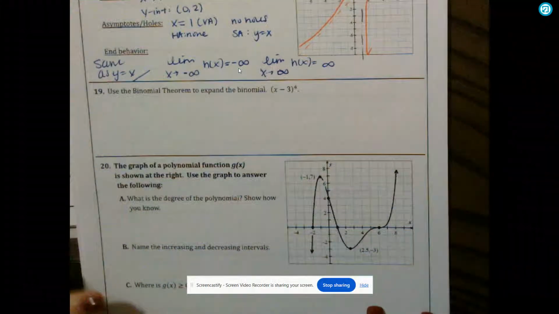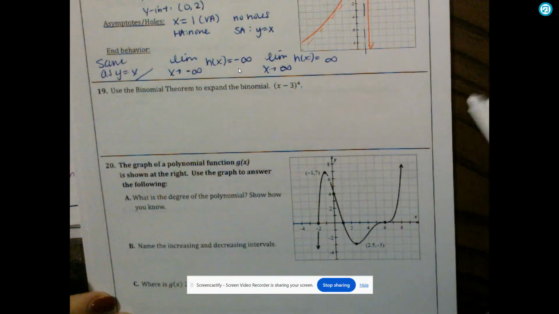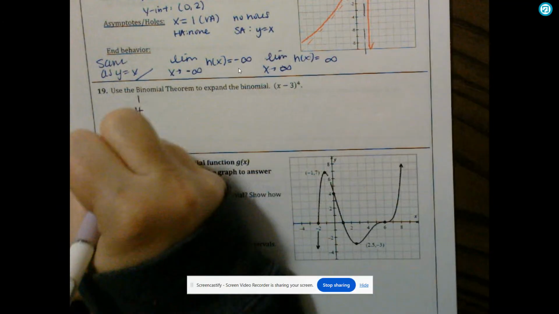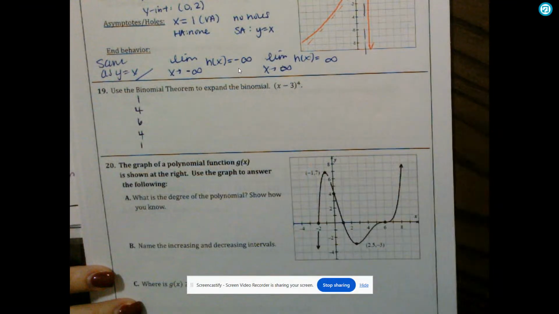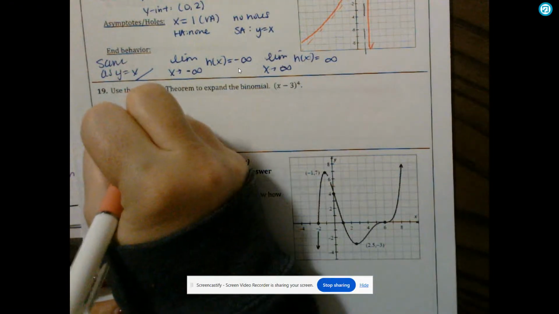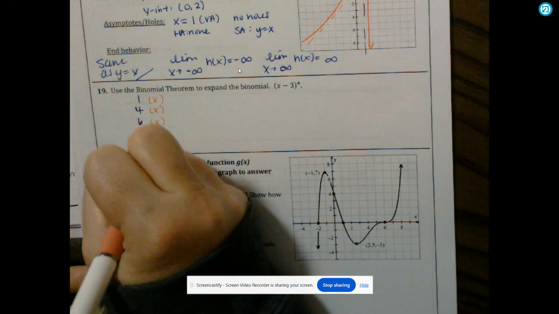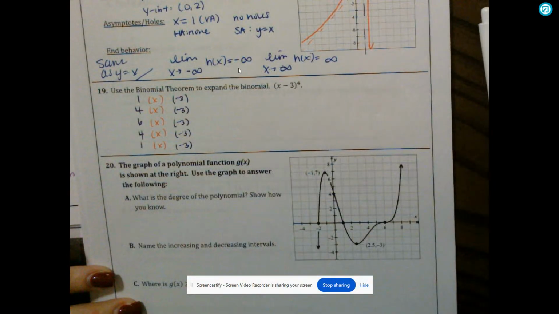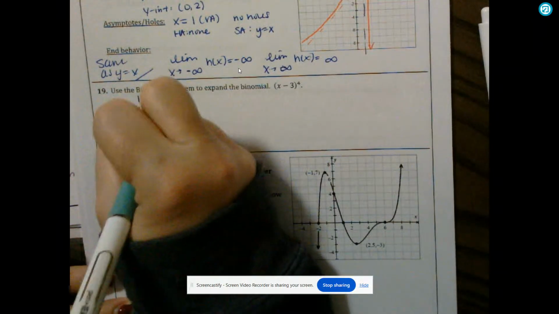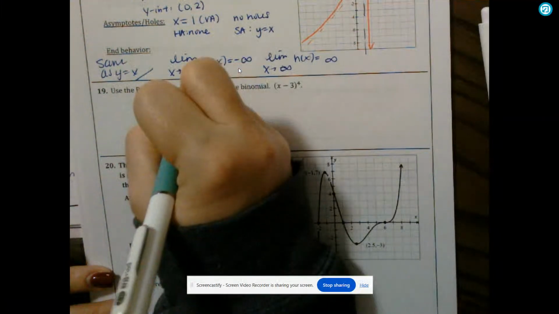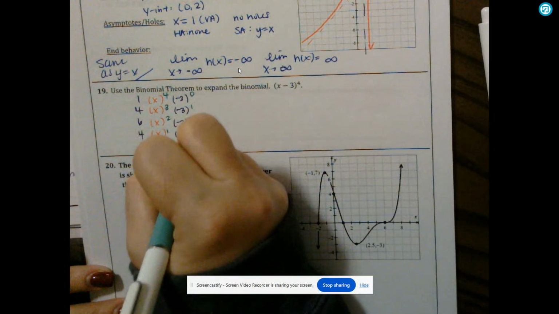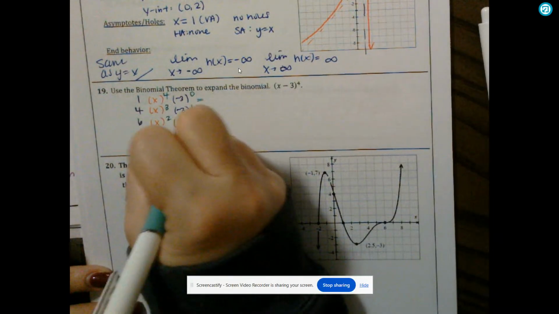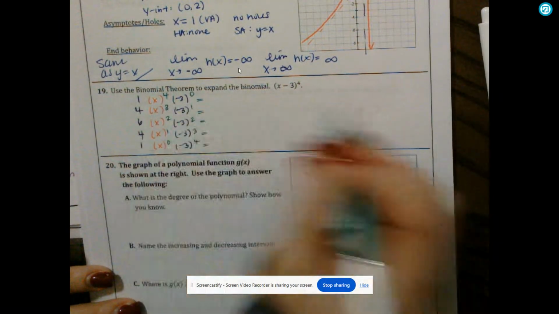Number 19, use the binomial theorem to expand. Okay, so we're looking at the fourth row. So that's 1, 4, 6, 4, 1. Our first term is just x. Our second term is negative 3. Our exponents count down from 4: 4, 3, 2, 1, none. And then up. And remember, they should add together to give you your exponent of 4. So 4 plus 0, 3 plus 1, and so forth.